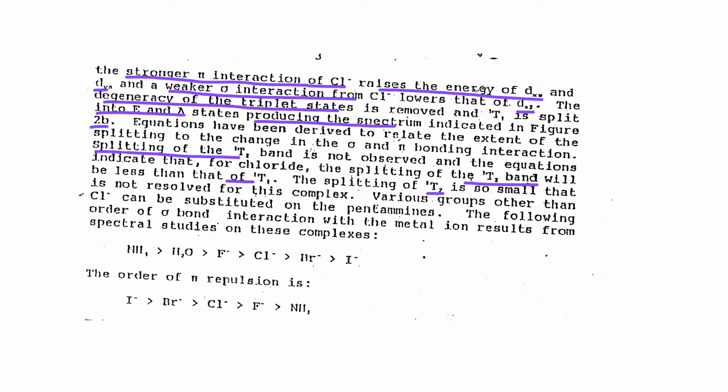Now the Cl minus ligand, as we said, is a pi donor ligand and makes delta smaller, and the same arrangement here at the bottom of the slide: I minus, Br minus, Cl minus, F minus, and NH3.